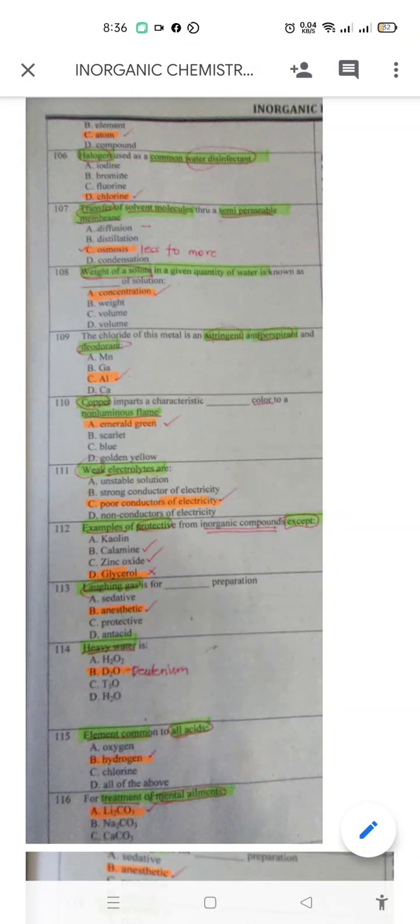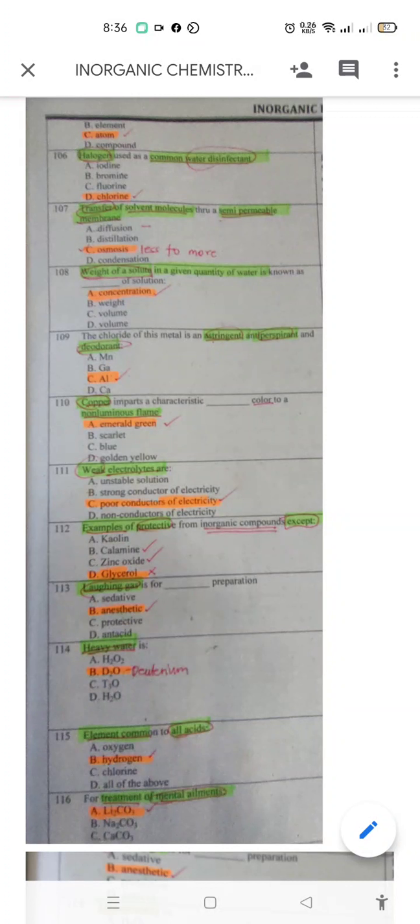Okay, number 116, for treatment of mental ailments, that is lithium carbonate. So lithium salts have been used in the mental hospitals for the treatment of mania. So lithium again is used for the treatment of mania. So kapag treatment of mental ailments, that is your lithium. That is the main use of lithium salts, such as your lithium carbonate.